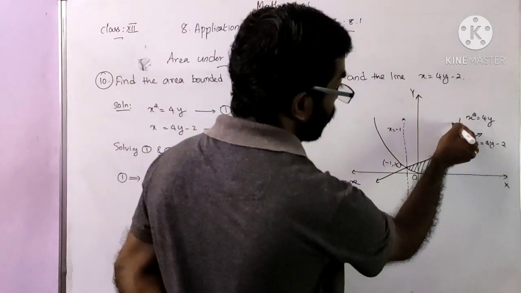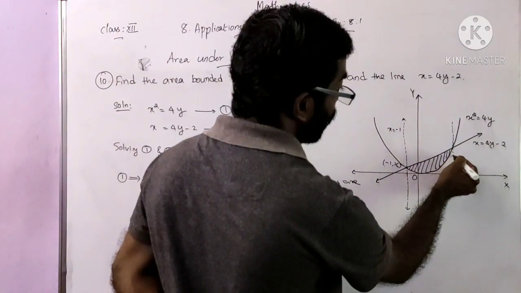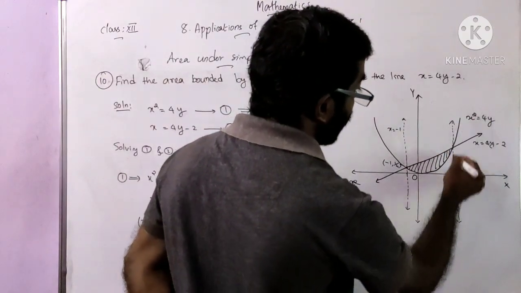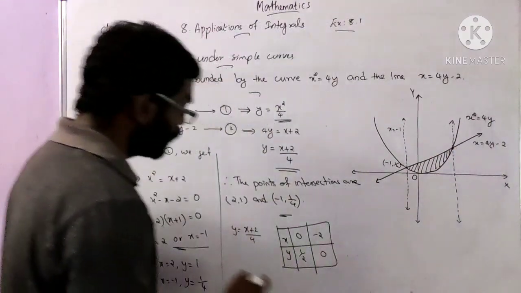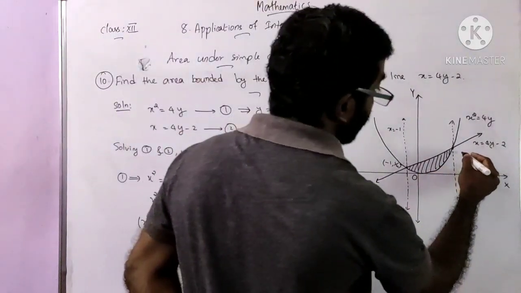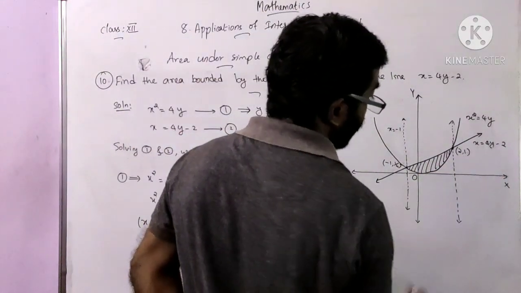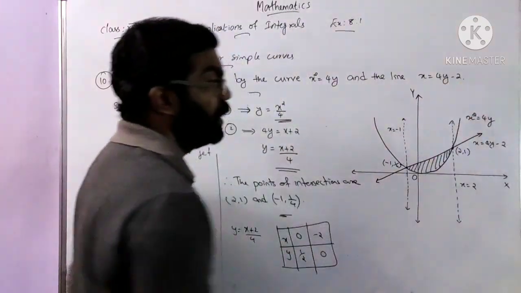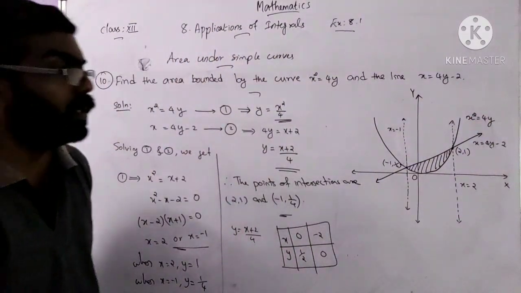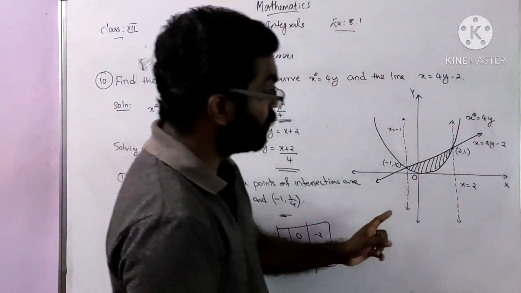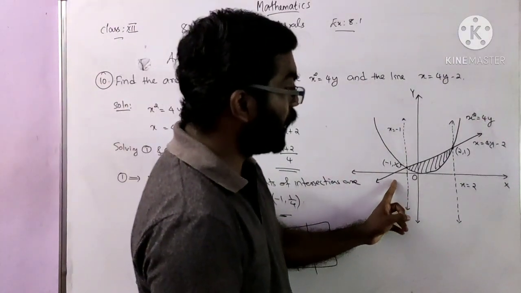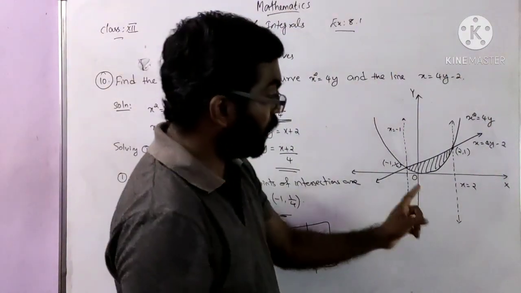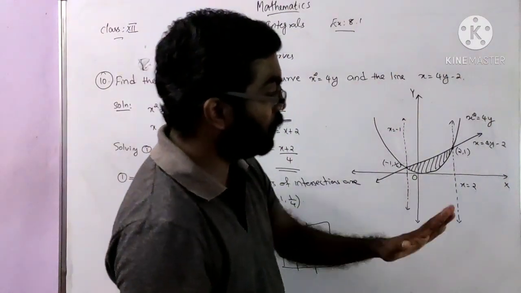Then this point is 2 comma 1. So this is x equal to 2. This ordinate is x equal to 2. So the required area is integral minus 1 to 2, between these two ordinates. Integral minus 1 to 2.